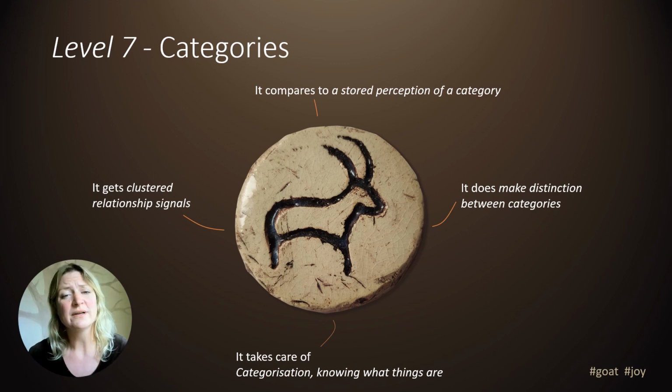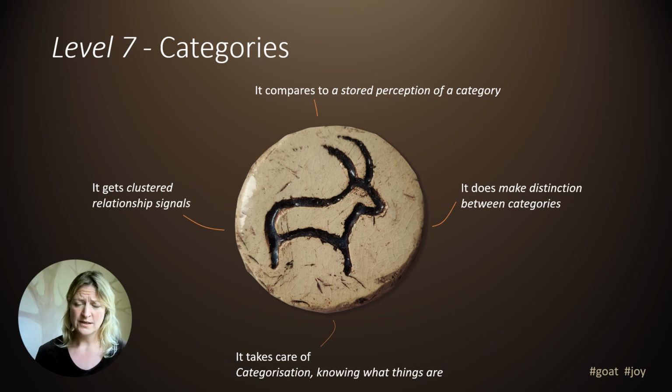Level 7 organizes perceptions that share properties into categories. It clusters things that are similar. It helps the system to label perceptions. For example, is what you see here a goat or not? Is what you are feeling joy or something else? So from lower levels, it gets clustered relationship signals and it compares these to a stored perception of a category. And it does act on its error by making a distinction between clusters of perceptual signals.